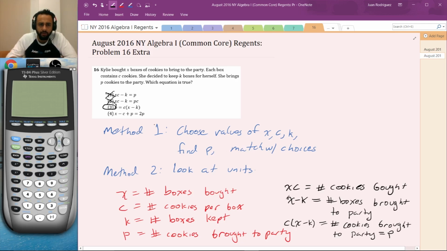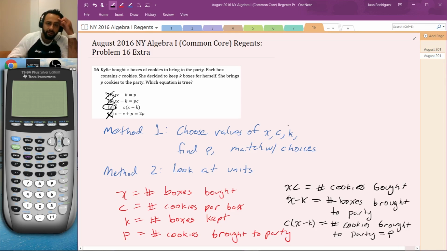Now let's look at this one real quick. X minus C plus P equals 2P. Let's see. X is the number of cookie boxes. I'm sorry. Yes, X is the number of boxes of cookies bought. C is the number of cookies in each box. So you're subtracting a number of boxes minus a number of cookies. These units don't match. And then you're adding a number of cookies again, and that's equal to a number of cookies. This cannot be the answer because the units don't match in each of the quantities. Sorry, my pen just decided to be very light, so that is not the answer.